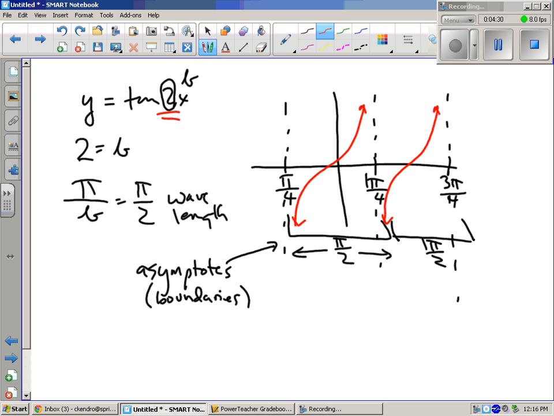Now for tangent, we also have C and D. C still moves them left and right. Left is your plus, right is your minus. D is still moving it up and down, plus and minus, just like we did with sine and cosine. So I'm not going to go through those as much. We will do some that involve that, but I want to get the other graphs drawn here first.